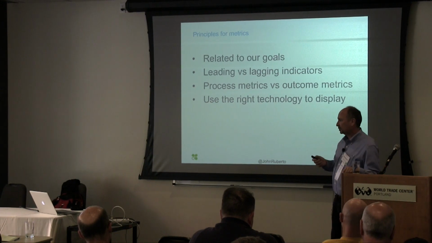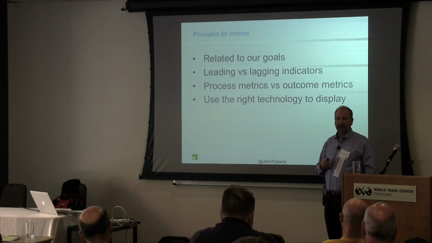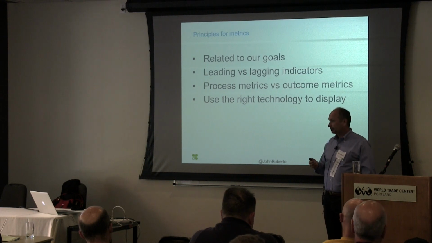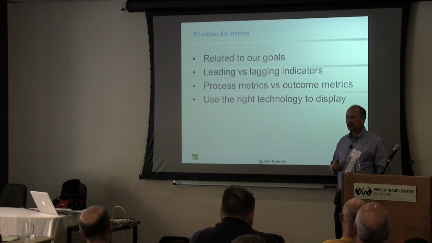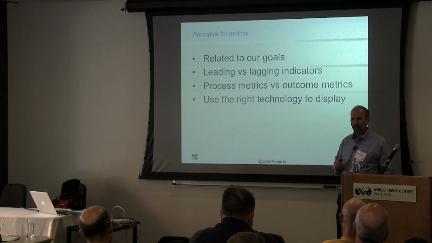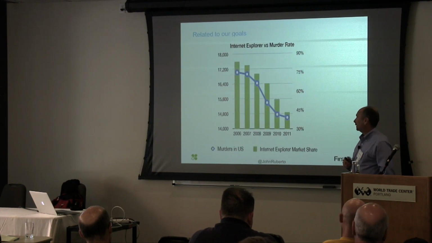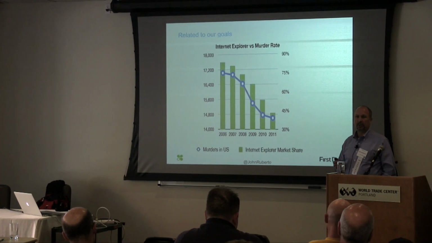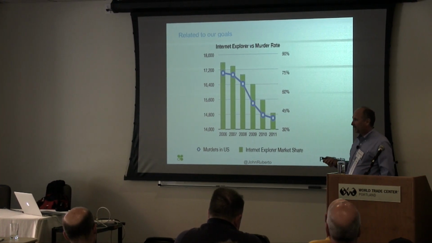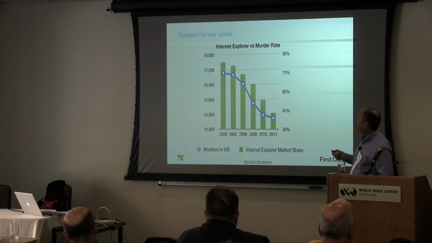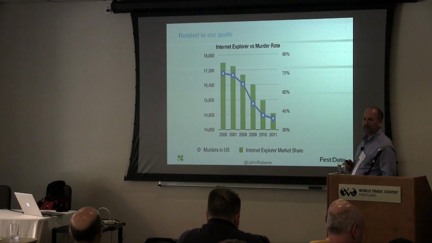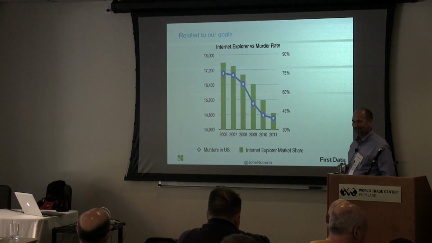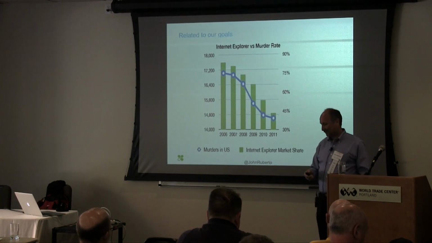And before I do that, I'm going to just step through a few principles that I like to apply to metrics. So first is your metrics have to be relevant to your goals. There's a great website I love spending time on. It's called Spurious Correlations. And this shows that the murder rate in the US is very tightly correlated to the market share of Internet Explorer. Sorry, all you Microsoft guys out here.